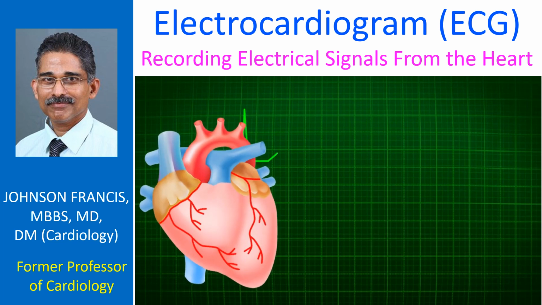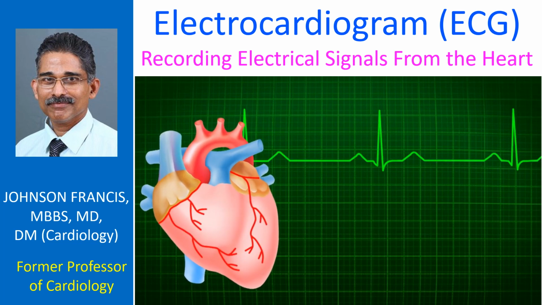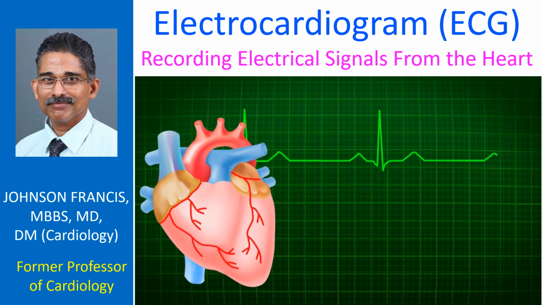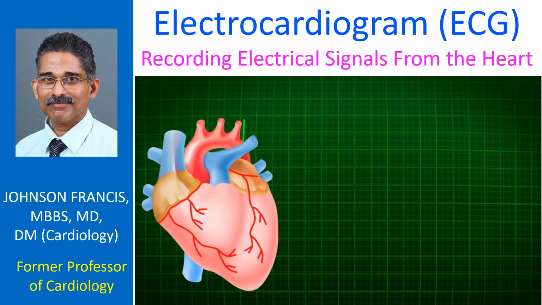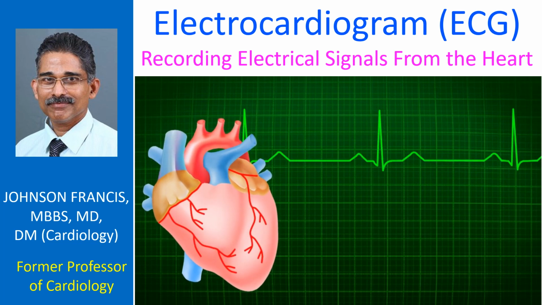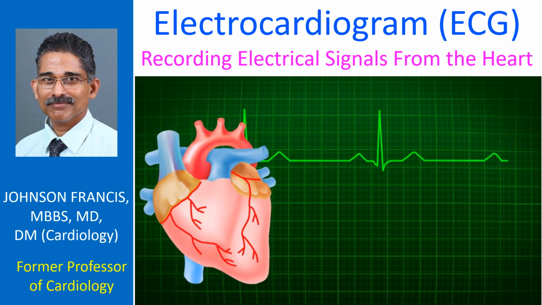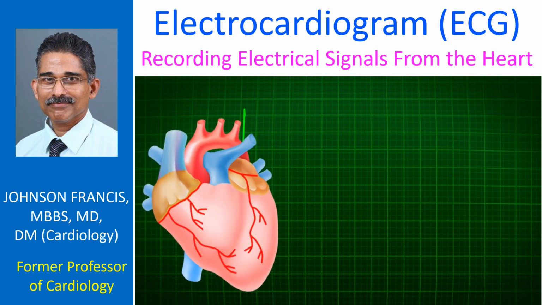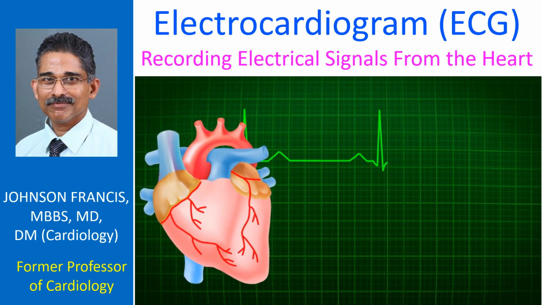The heart generates its own electrical signals which are recorded by an ECG machine, electrocardiograph. The tracing or record is known as an electrocardiogram. The electrical signals control the orderly contraction of the heart in a regular manner to ensure smooth flow of blood into various parts of the body.